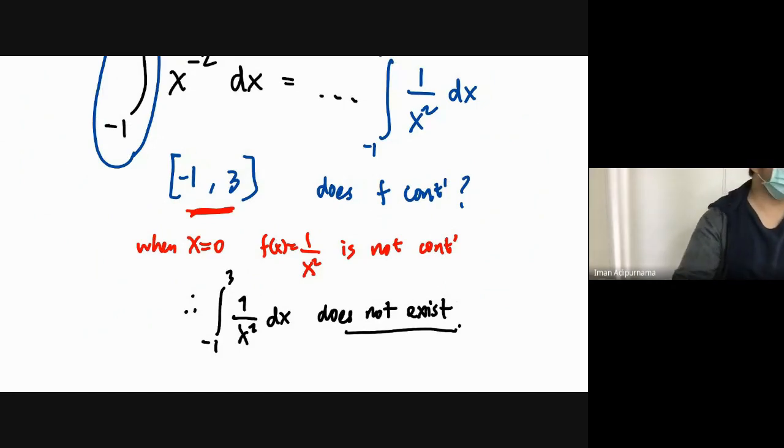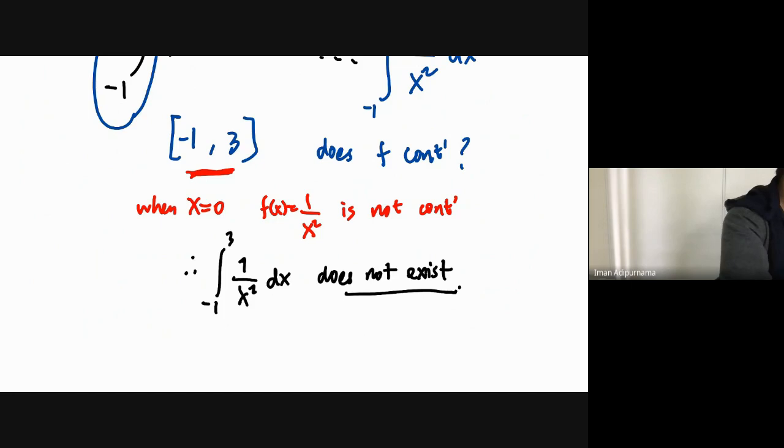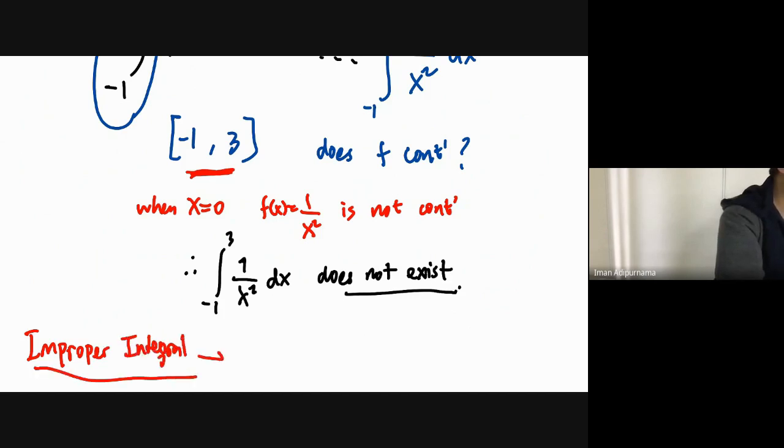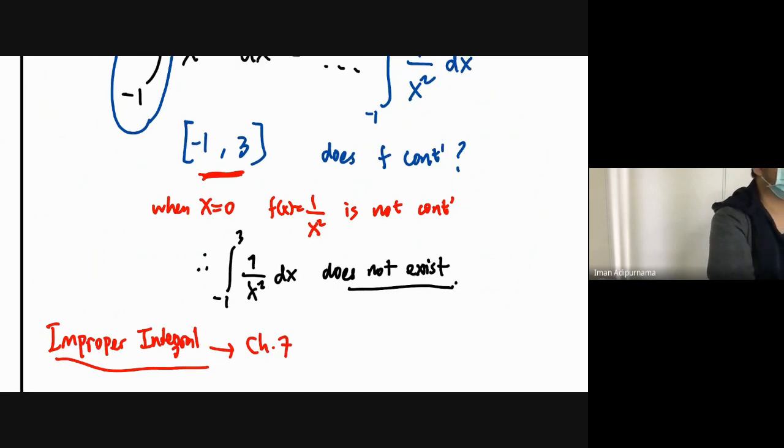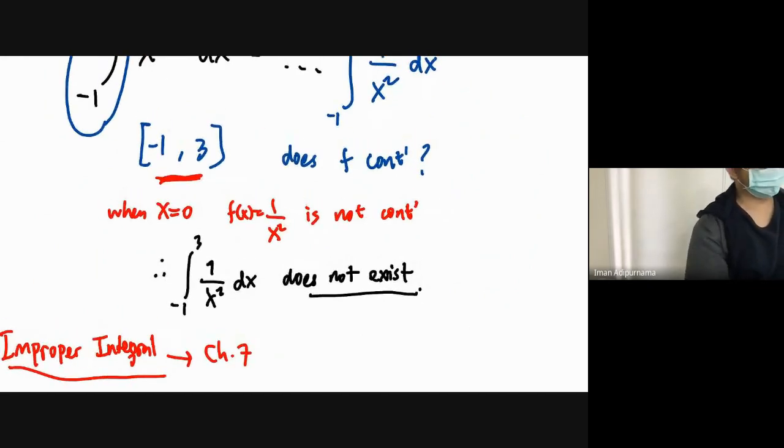Later, I think at chapter 7, we can try to approach this type of integral. We call it the improper integral, but that will be a later part of our chapter. So let me write here so that you can remember: improper integral, on chapter 7. But in general, this integration will not exist.